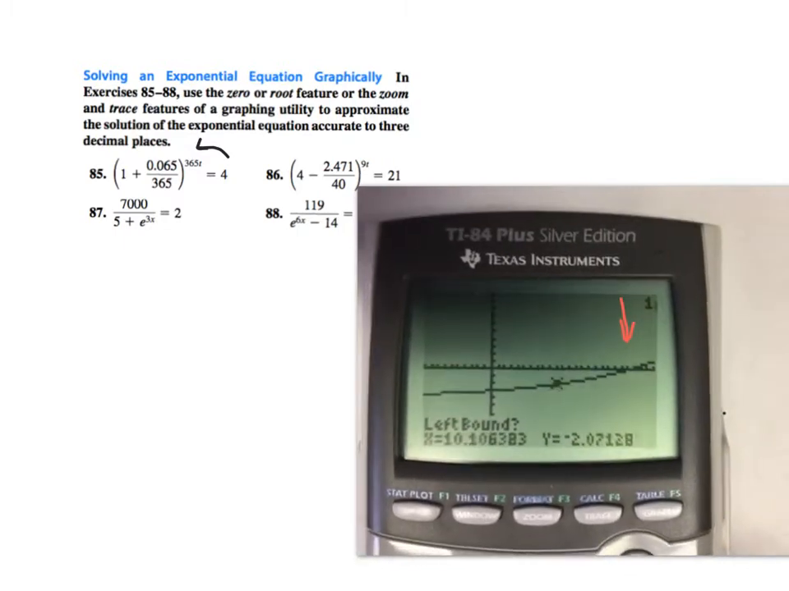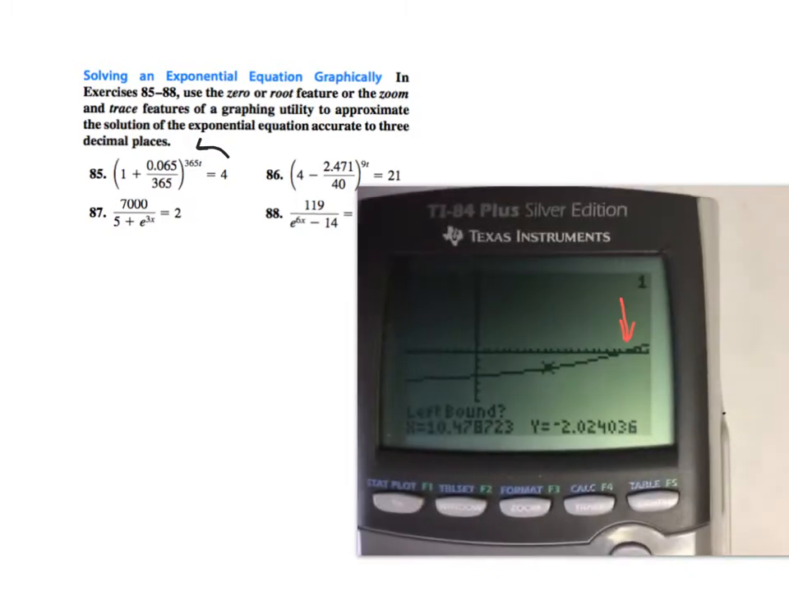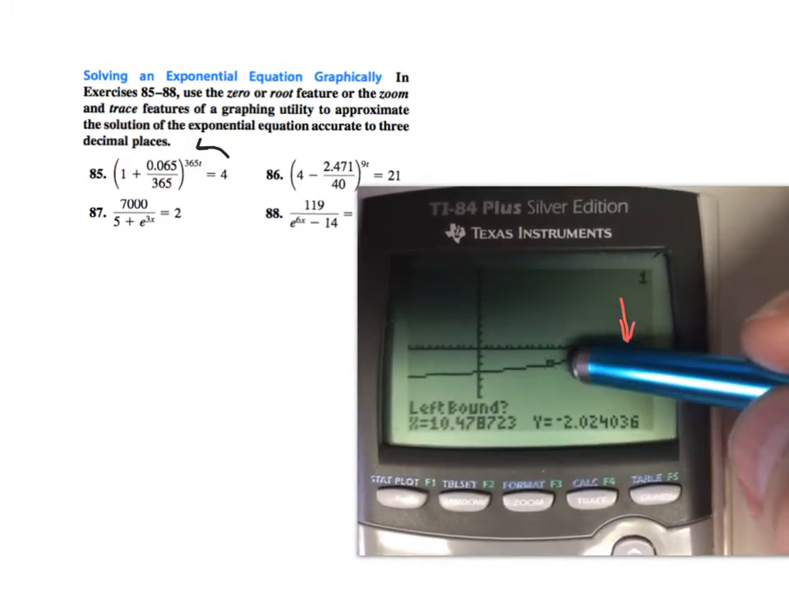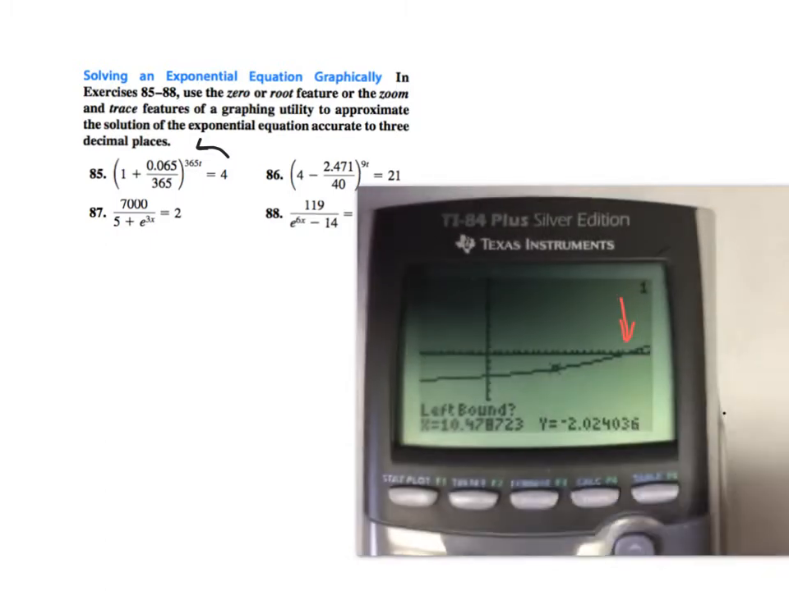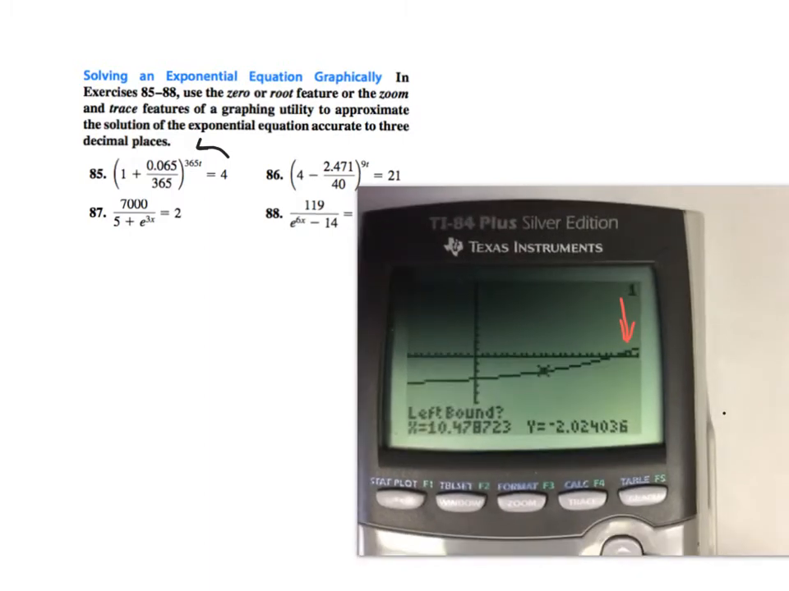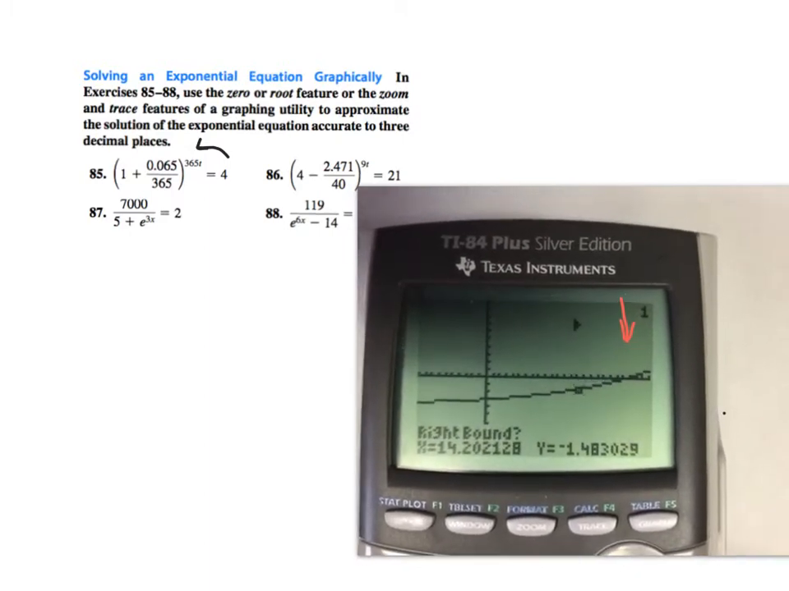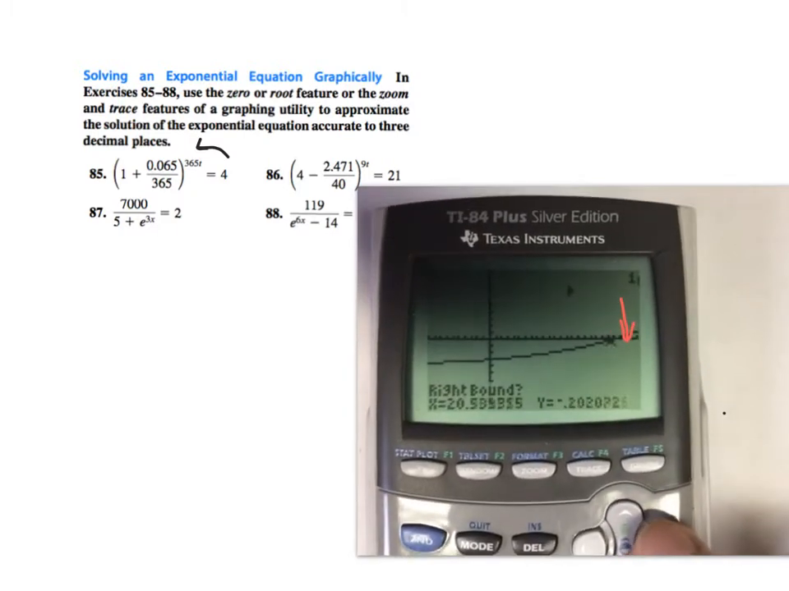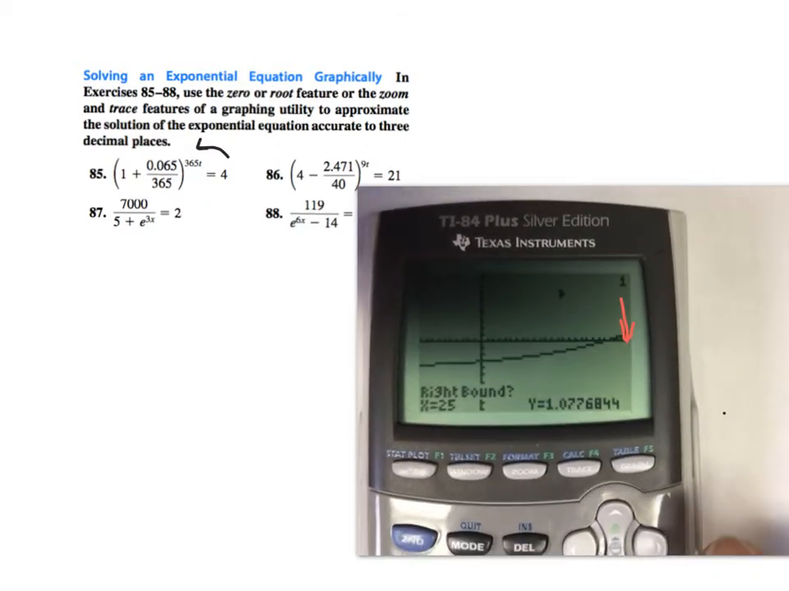Now what I'm looking for is basically somewhere to the left of this point. So I'm going to say somewhere over in here as the left bound. So I'm going to move my cursor over somewhere to the left of that red arrow. I'm going to hit enter. Then it says right bound, so I'm going to move my right cursor over past that point. So it looks something like that. I'm going to hit enter.